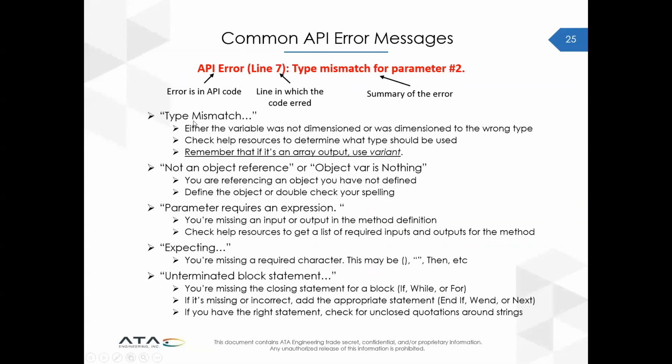If you see type mismatch, this means that either a variable was not dimensioned or you dimensioned it to the wrong type. Remember, we were very careful, especially with those outputs, of setting the type to match what it was expecting. If you get that mixed up, then you'll get a type mismatch error. The way you fix this is to check your help resource to determine which type should be used and make sure to change it. And always remember, if it's an array, use variant.